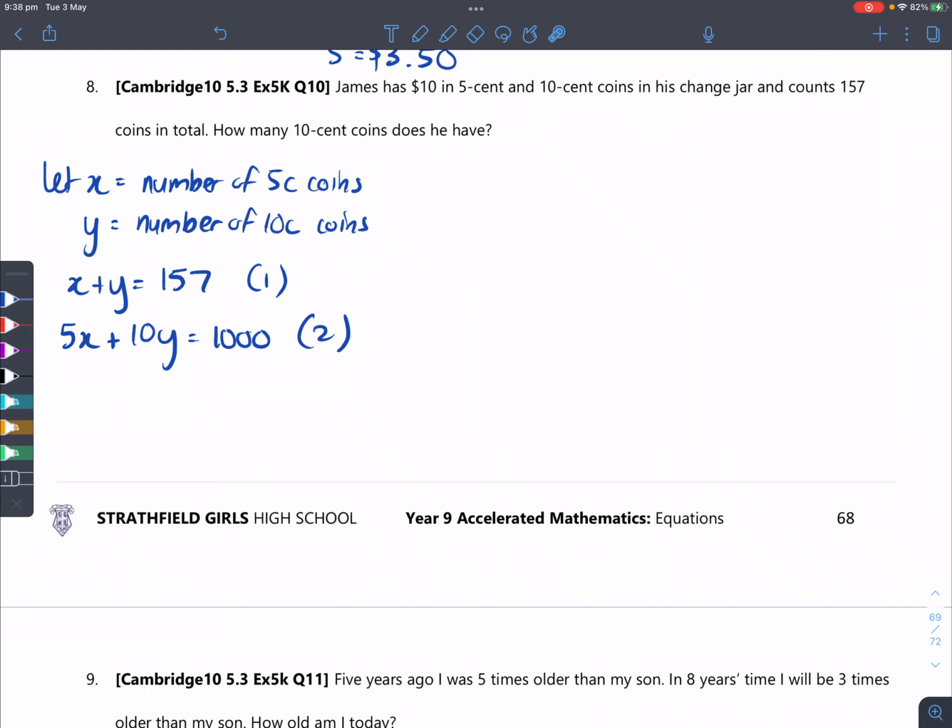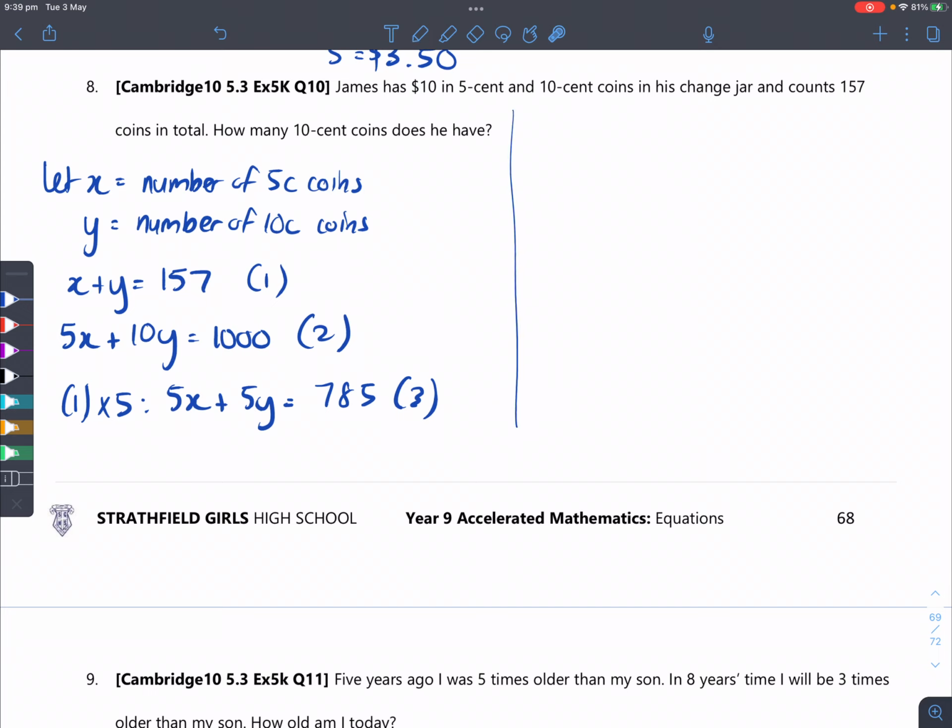All right. So here we have a choice of using substitution and elimination. I use elimination. So I'm going to get equation 1 times 5 so that I can match what this says. So I'll get 5x plus 5y equals 785. And that will be equation 3. So equation 3 came from equation 1, which means these two are essentially the same thing. So these two are the ones you solve simultaneously.